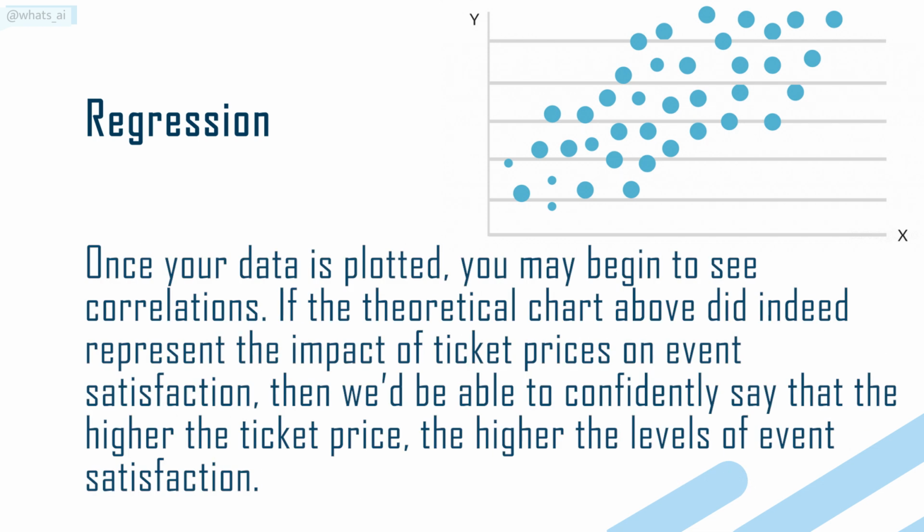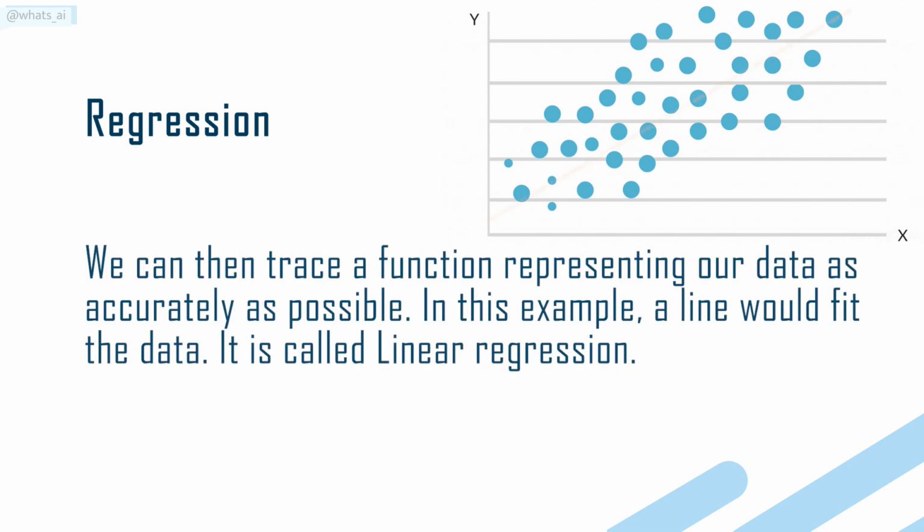Once your data is plotted, you may begin to see correlations. If the theoretical chart above did indeed represent the impact of ticket prices on event satisfaction, then we'd be able to confidently say that the higher the ticket price, the higher the levels of event satisfaction. We can then trace a function representing our data as accurately as possible. In this example, a line would fit the data. It is called linear regression.